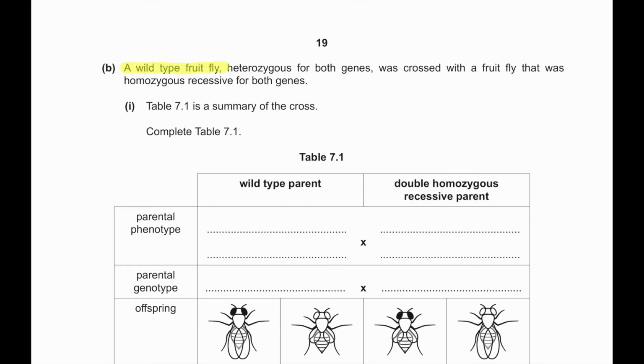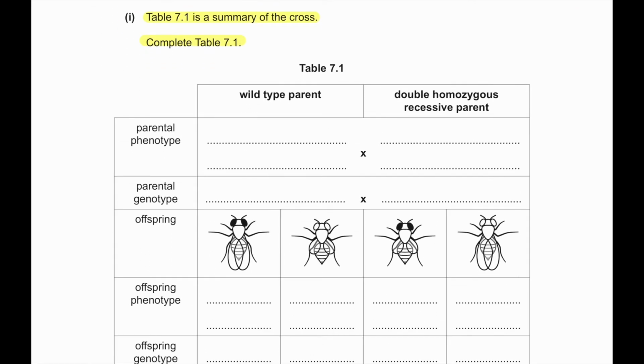A wild-type fruit fly heterozygous for both genes was crossed with a fruit fly that was homozygous recessive for both genes. Table 7.1 is a summary of the cross. Complete table 7.1. So we can see the wild-type parental phenotype. Obviously the parental phenotype will be red eye and long wing.